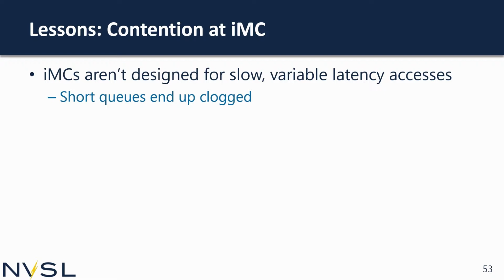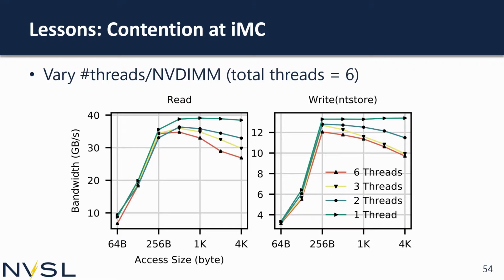So an experiment that we ran was to vary the number of threads that are accessing an individual DIMM. We have 6 threads in this entire experiment, and what we vary is the number of threads that are accessing an individual DIMM. So with 6 threads, all 6 threads are accessing one DIMM. And with 3 threads, 3 are accessing one and 3 are accessing another. And then with 1 thread, we're using 6 DIMMs.